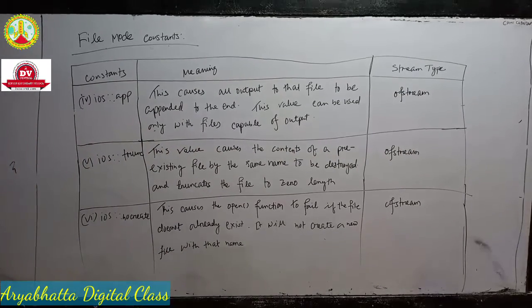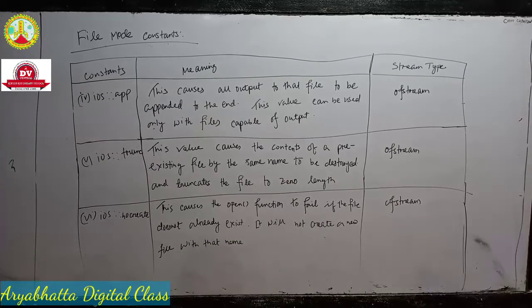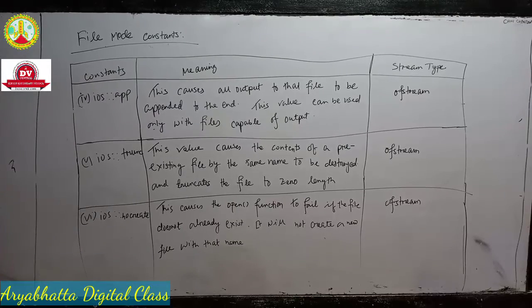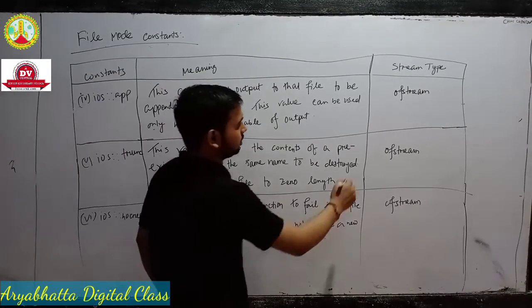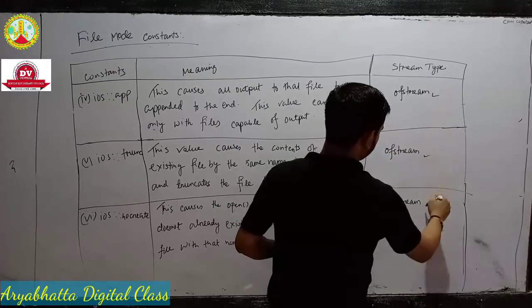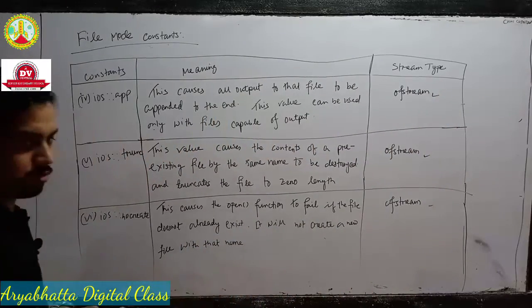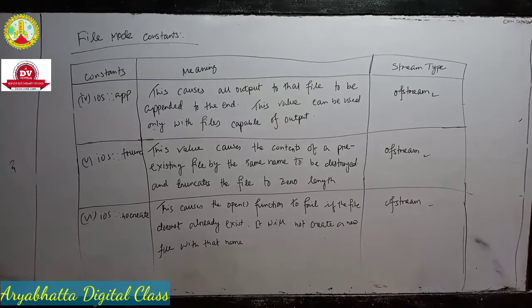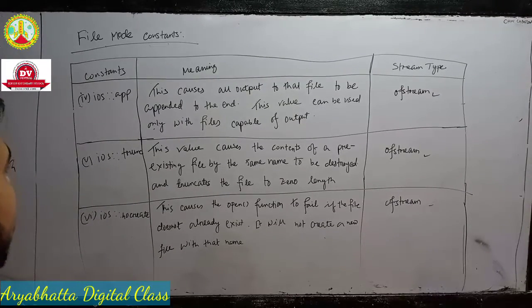Last two is left. First of all I tell you, the fourth one is this: it causes append, meaning output to that file to be appended to the end. This value can be used only with files capable of output. If you notice, all three are for ofstream. Ofstream means output file stream, so all three file modes will be used for output file purposes. And truncated means this value causes the contents of a pre-existing file by the same name to be destroyed and the file truncated to 0 length.